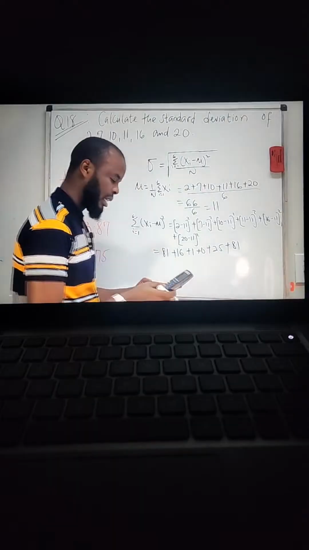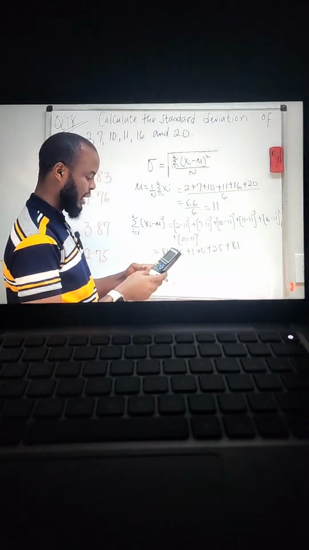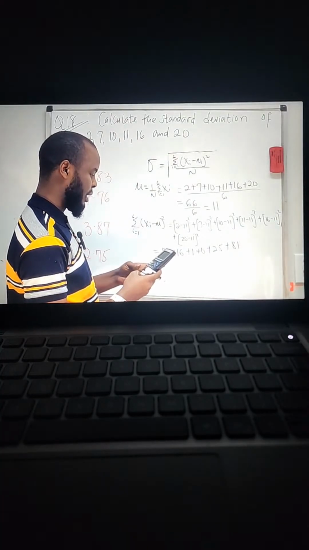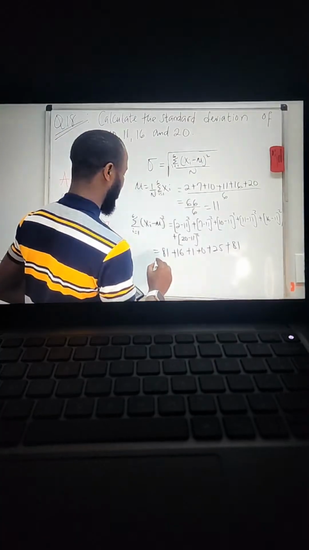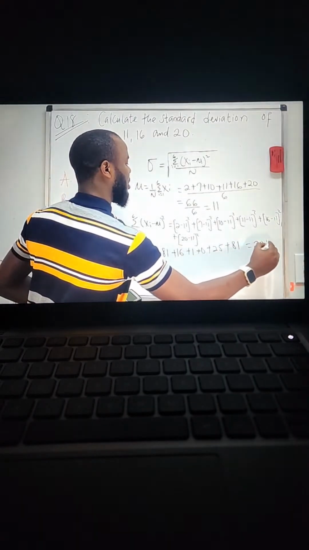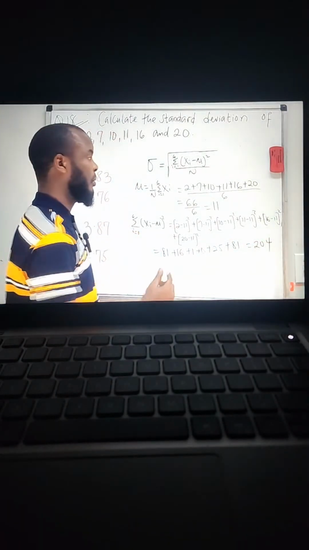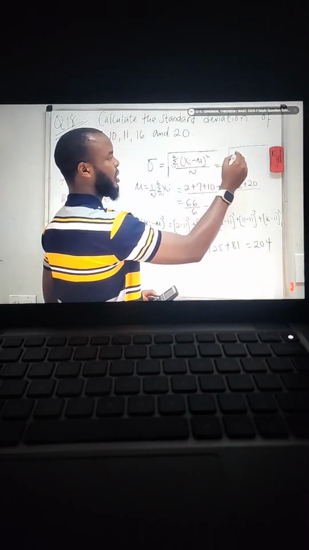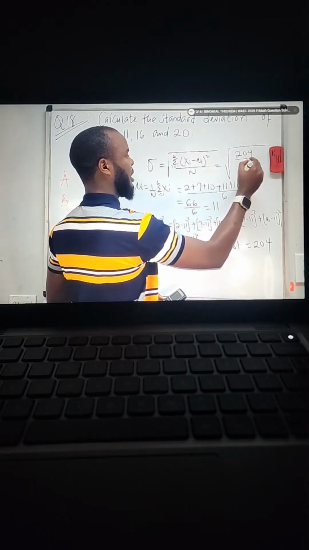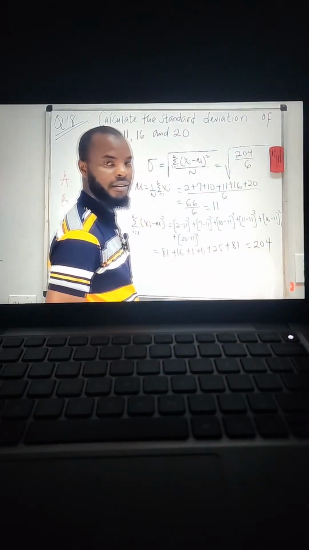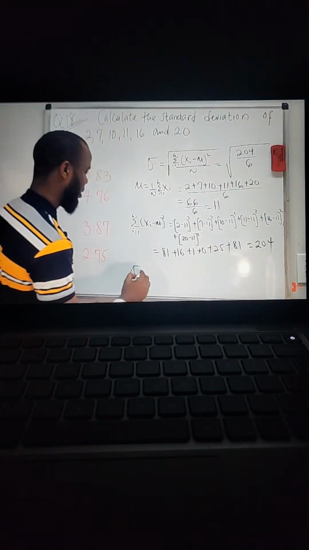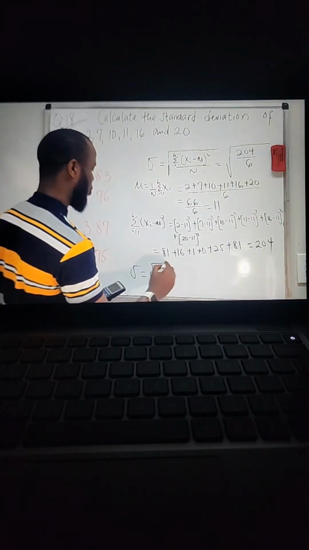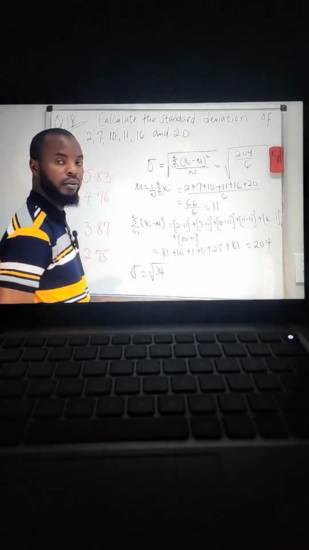Now, using my calculator, I'm going to add everything together. 81 plus 16 plus 1 plus 25 plus 81. And this gives 204. Now, if you plug that value into this equation here, the numerator is going to be 204 divided by 6. So let's continue here. Sigma is going to be 204 divided by 6, which is root 34.